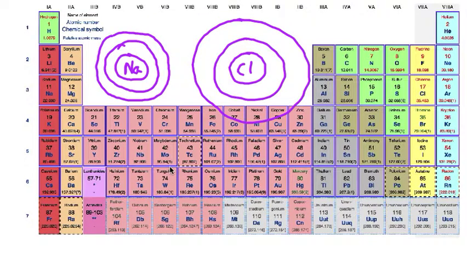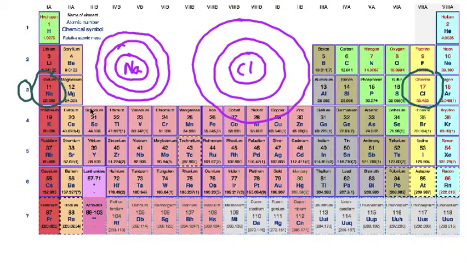Alright, let's start with sodium chloride, a good old favorite. And I've drawn sodium and chlorine with their electron shells here. How do we know how many electron shells? Well, they're both in row 3. Here's sodium, and way over here is chlorine. Row 3, 3 shells.